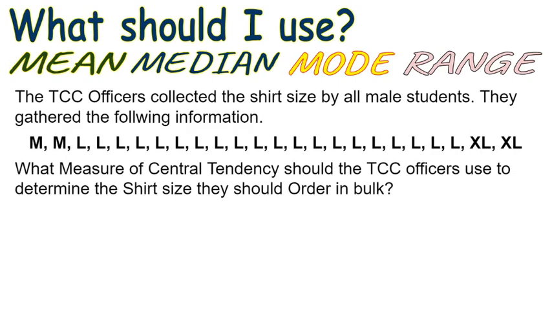Okay, now it says here that the TCC officers collected the shirt sizes of all male students. They gathered the following information: several L's, and then we also have a couple of XL. So what measure of central tendency should the TCC officers use to determine the shirt size they should order in bulk? What will happen here is, of course, they probably want to get discounts. That's why they want to order in bulk.